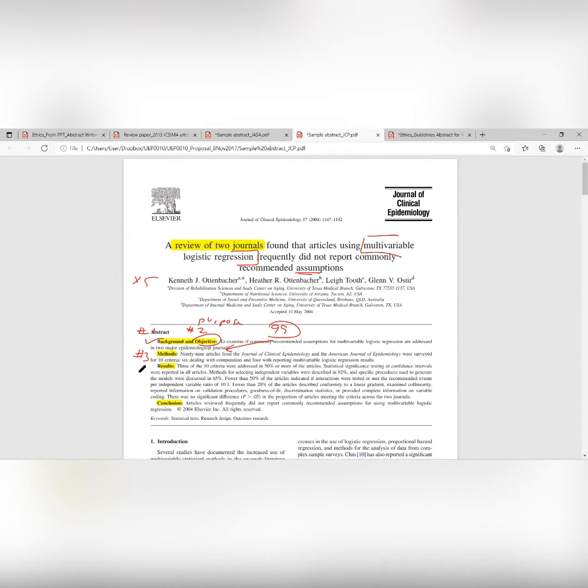Finally, here's number 4, the conclusion. For the conclusion, they concluded that the articles reviewed frequently did not report commonly recommended assumptions for using multivariable logistic regression. So that's what they found out. If you take a closer look, their conclusion says that the articles reviewed frequently did not report, right?